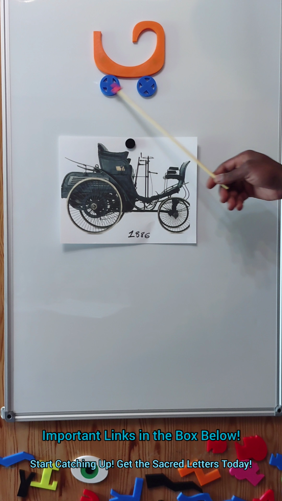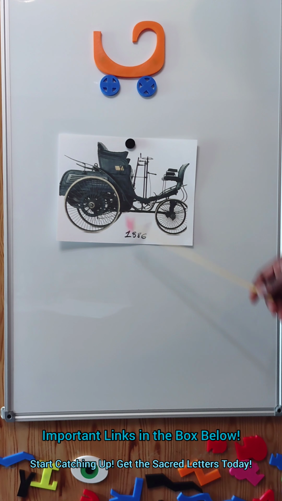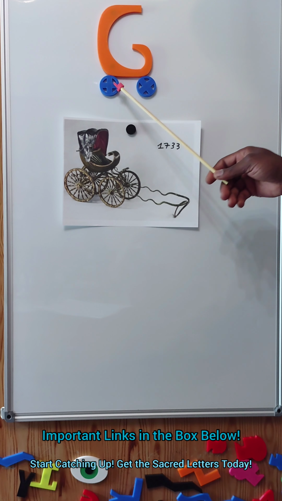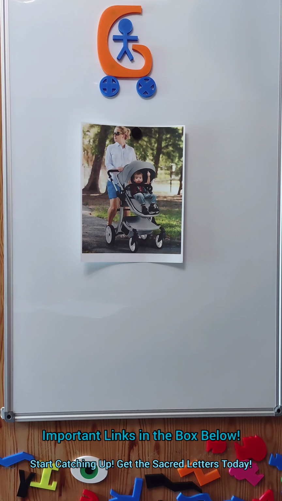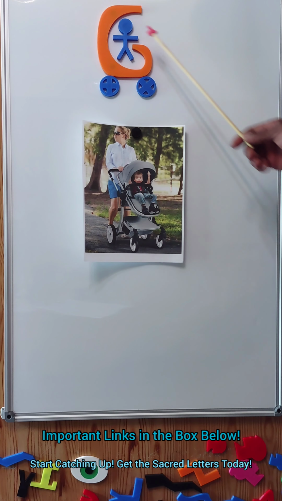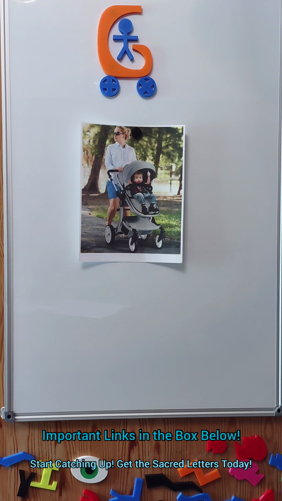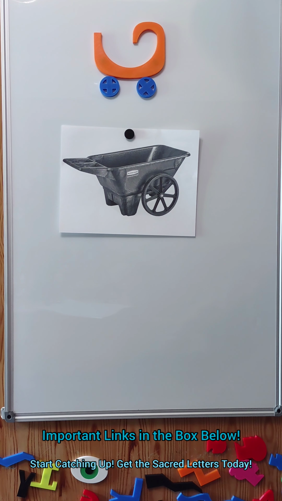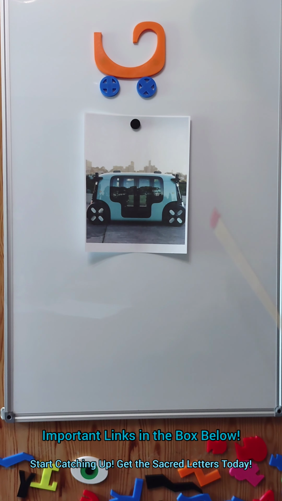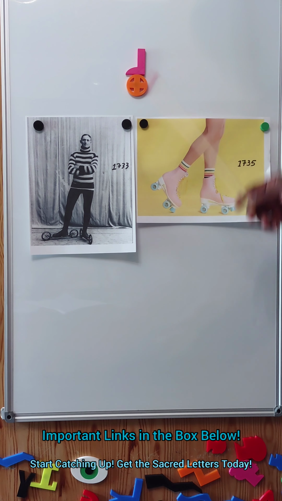Vav and Tav, a vehicle, 1886. A stroller, again letters Vav and Tav, 1733. A stroller, okay? Again, a cart, or our modern vehicles. Roller skates, okay?